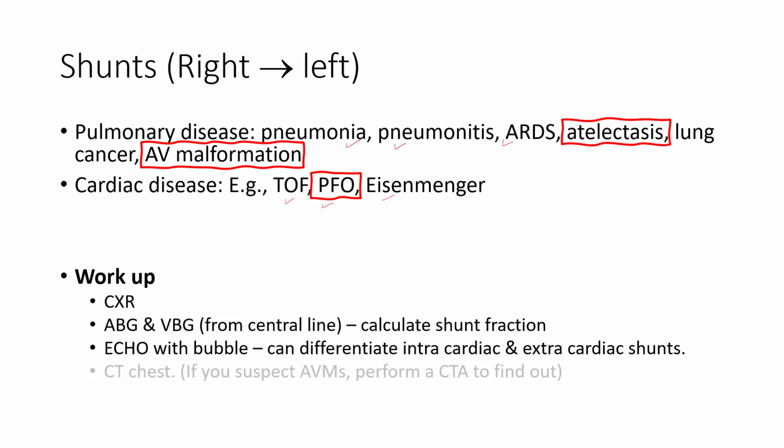You can get a chest x-ray. You can get an ABG and VBG to calculate the shunt fraction. Ideally, you should get mixed venous blood from a Swan, but you can also use a VBG from the central line, remembering that these may not be very accurate. You can get an echo with bubble if you want to differentiate intracardiac and extracardiac shunt. And you can get a CT chest. If you want to look for AVMs, you have to perform a CT angiogram.